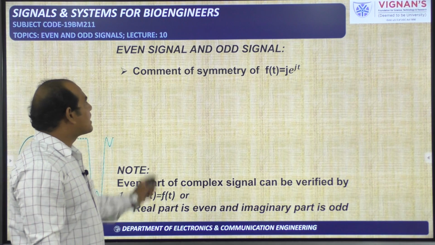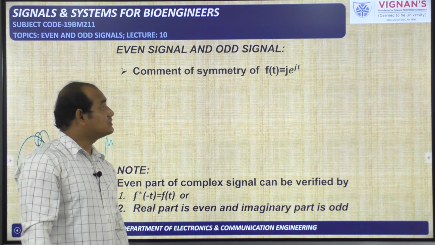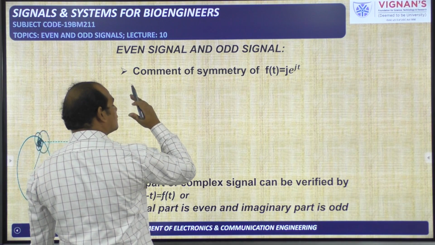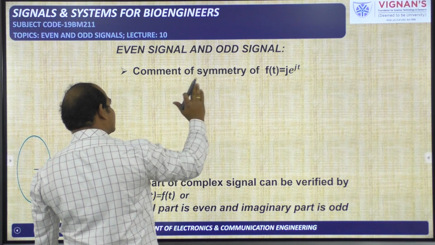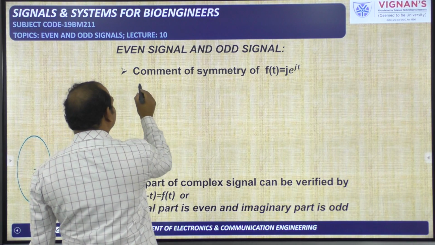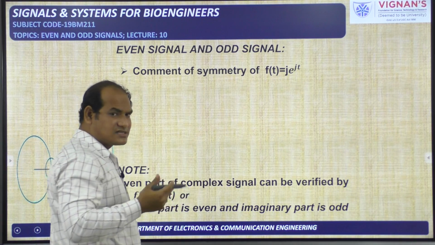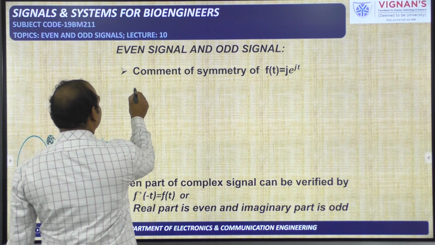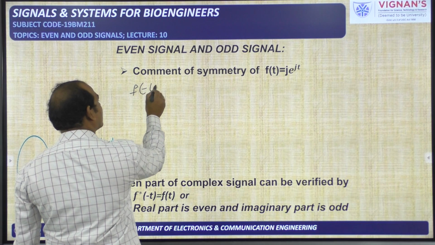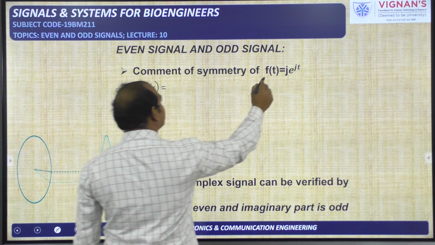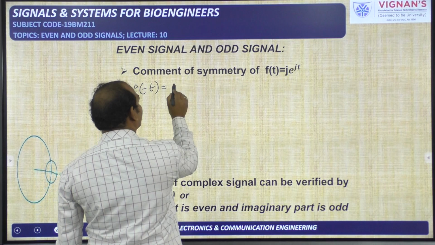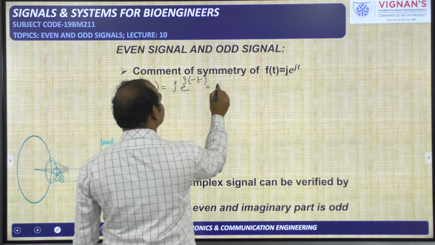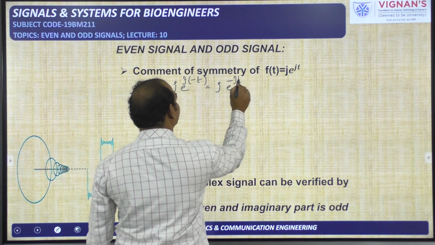Next problem. Comment on the symmetry of f of t is equal to j into e power jt. Because j is involved, the first step is to recognize that it is a complex signal. So we need to check the conditions for even symmetry and odd symmetry according to the complex signal definitions only. So f of minus t I am calculating now, that is t should be replaced with minus t. So j e power j into minus t, which is equal to j e power minus jt.